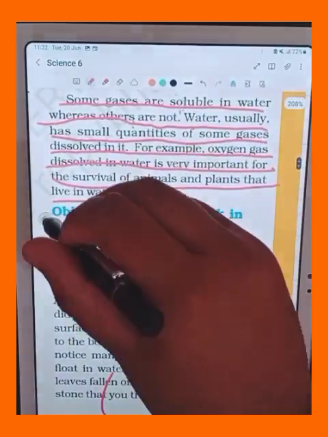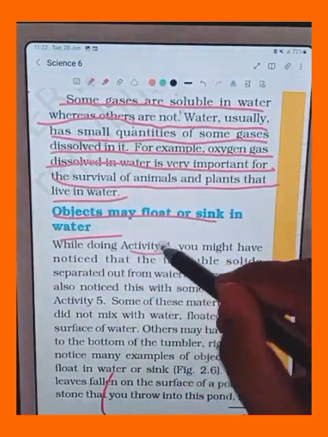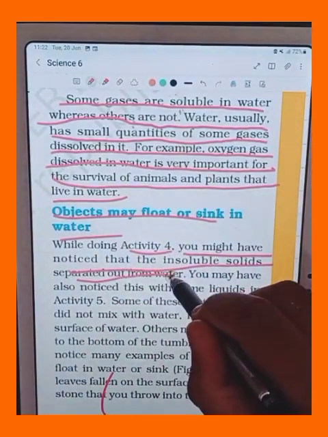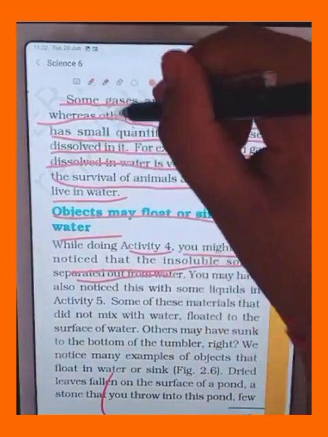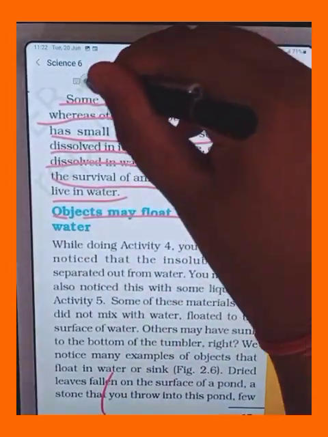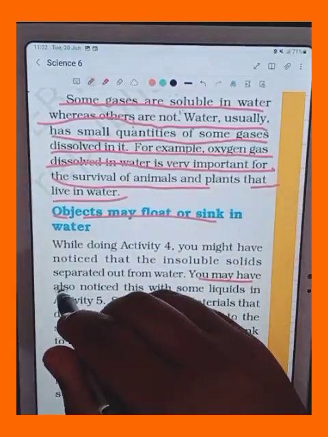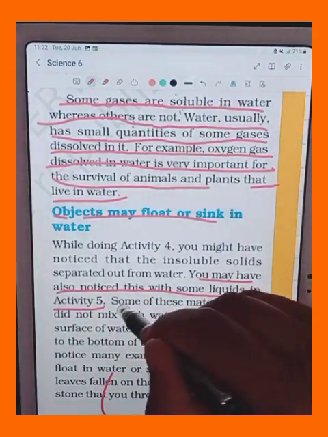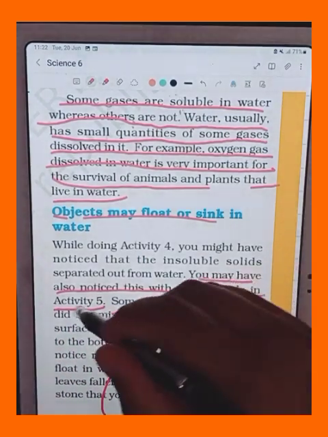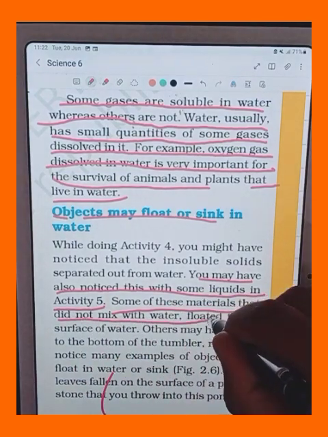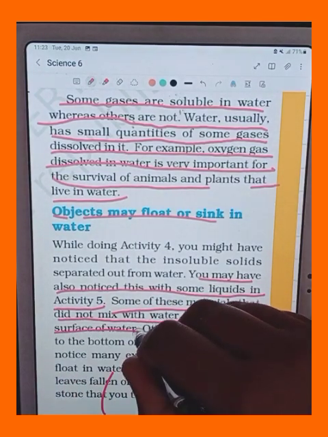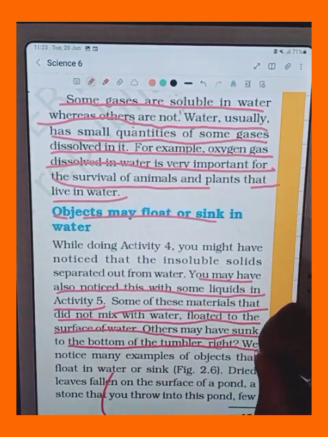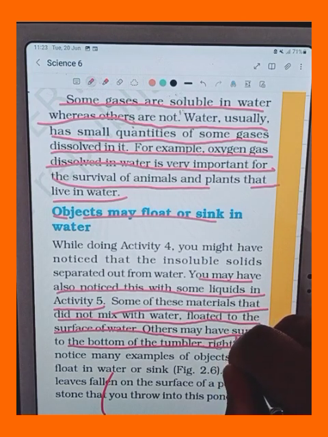So oxygen may float or sink in water. While doing activity number 4, you might have noticed that the insoluble solid separated out from water. You may have also noticed this with some liquids in activity number 5. Some of these materials that did not mix with the water floated to the surface of the water. Others may have sunk to the bottom of the tumbler, right? Yes, so we will write yes here.